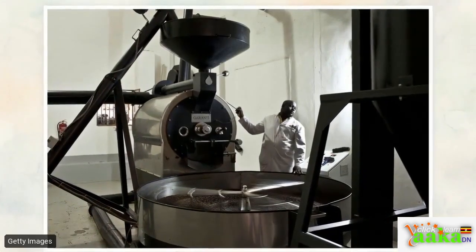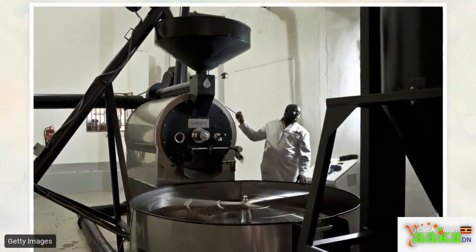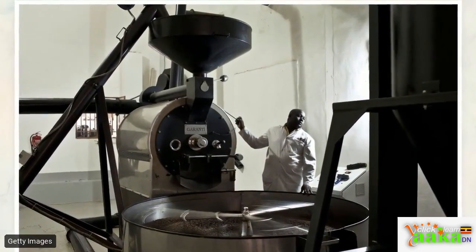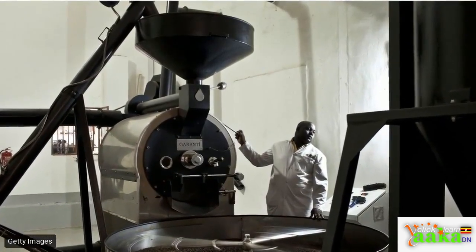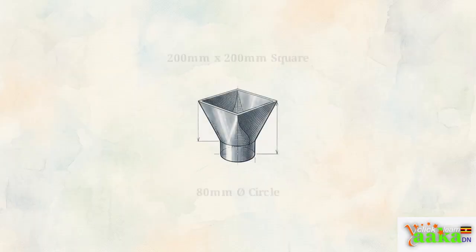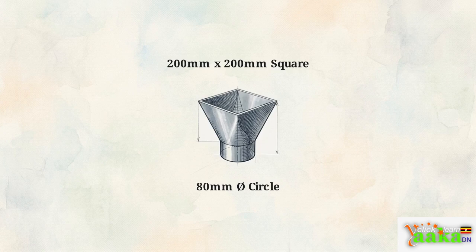This image shows an industrial coffee roaster in operation. Consider a practical design scenario. A roasting company in Bale needs a custom stainless steel hopper. The design requires a square 200mm opening at the top that transitions into an 80mm circular outlet at the bottom to feed the grinder. We are seeing a 3D model of that exact square to round hopper.